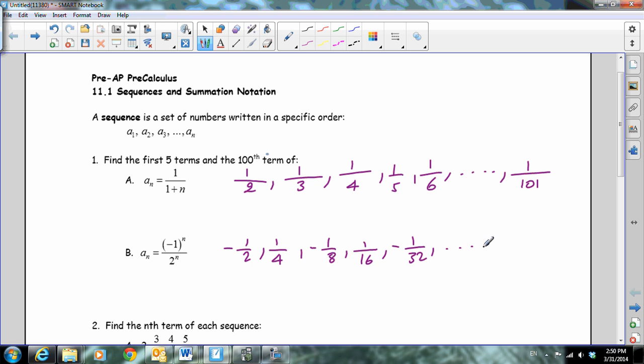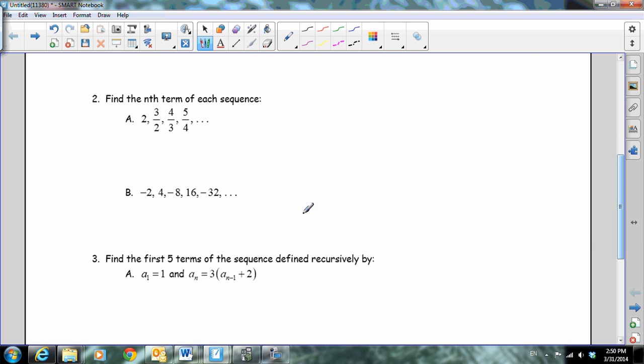And if you keep going up to 100, if you plug in 100, it will give you a positive 1 over 2 to the power of 100. All right, find the n terms of each sequence.